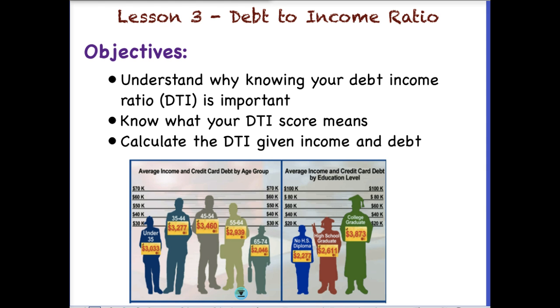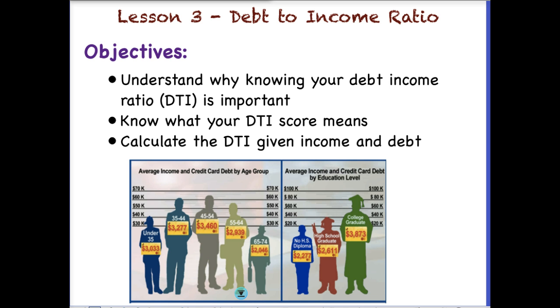So generally we're going to be looking at, can you afford a mortgage? Can you afford to take out a loan and pay this mortgage? And banks are really concerned with this ratio as well, because they are the ones lending you the money. So they want to make sure that you can pay them back.